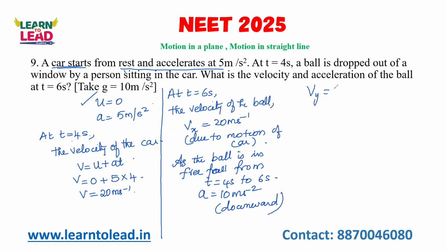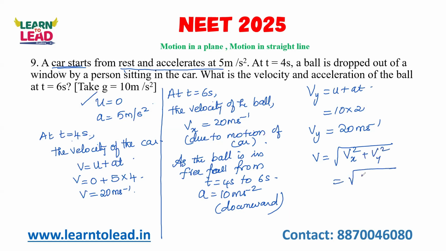And now Vy is equal to u plus at. So you'll get 10 into 2. Initial velocity is 0, so 20 meters per second. So for the horizontal and vertical velocity, Vx square plus Vy square, we'll get 20 square plus 20 square, 20 root 2 meters per second.